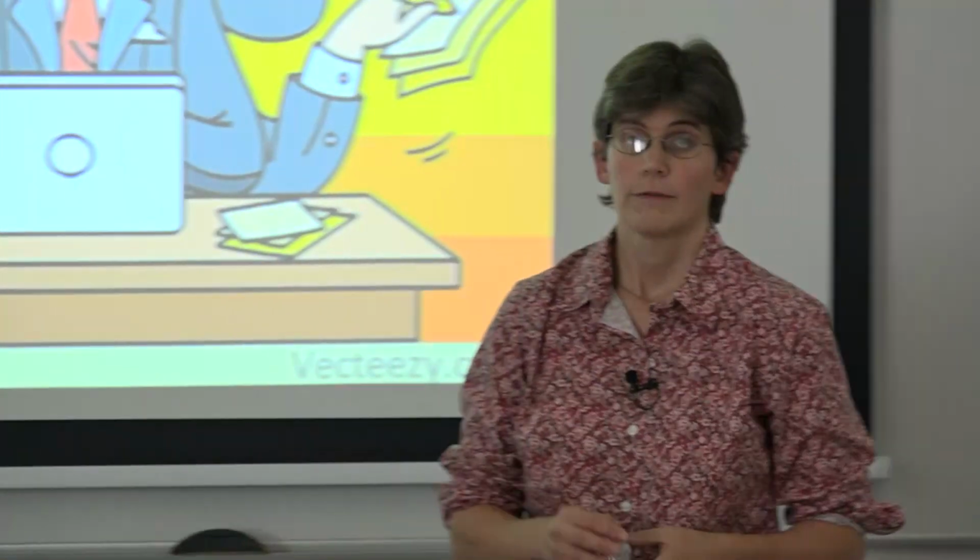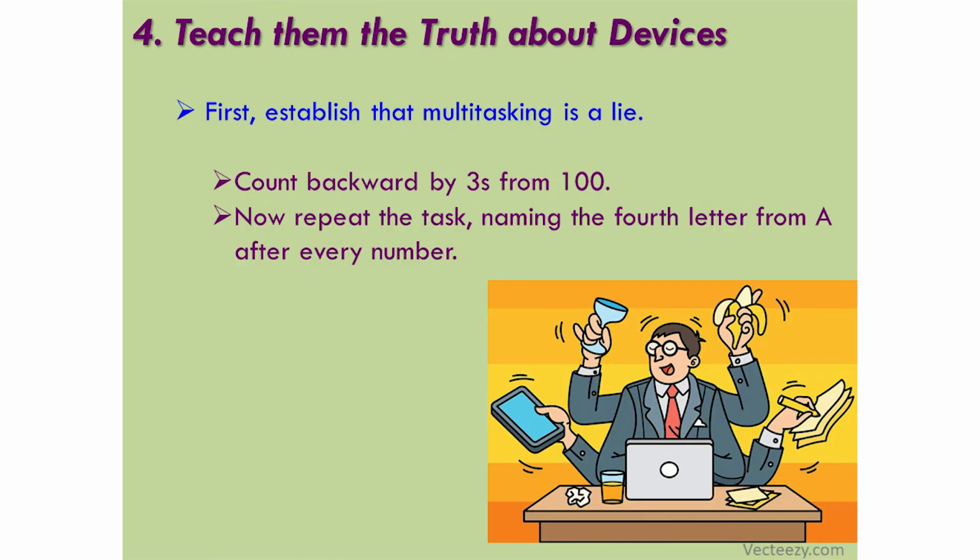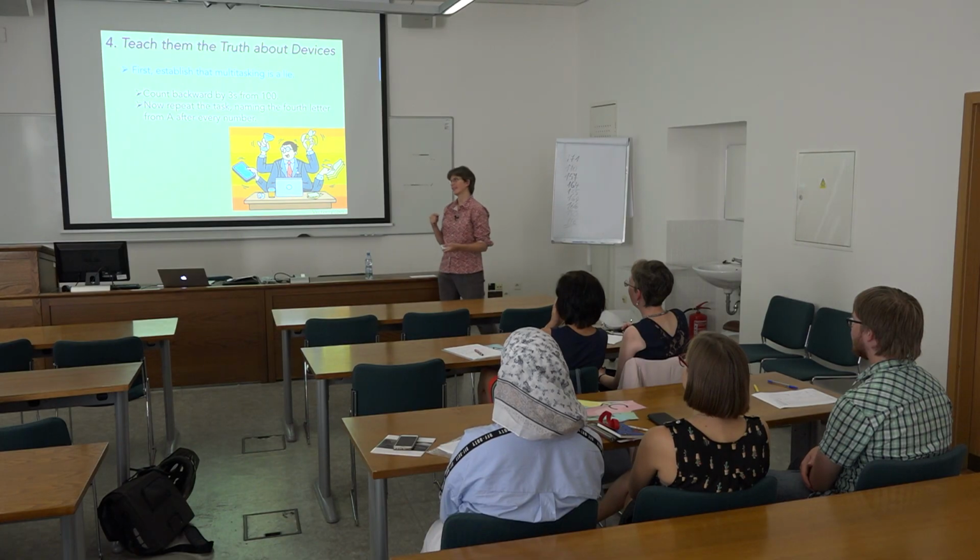Depending on your class and students, a fun thing to do is just to take them on the first day of class and say, okay, what you should do now is count backward by threes from 100. It's so simple, it's stupid, right? It's a trivial task. And then say, okay, now do that. Name the fourth letter after A from every number. Okay, try doing those at the same time. Go ahead.